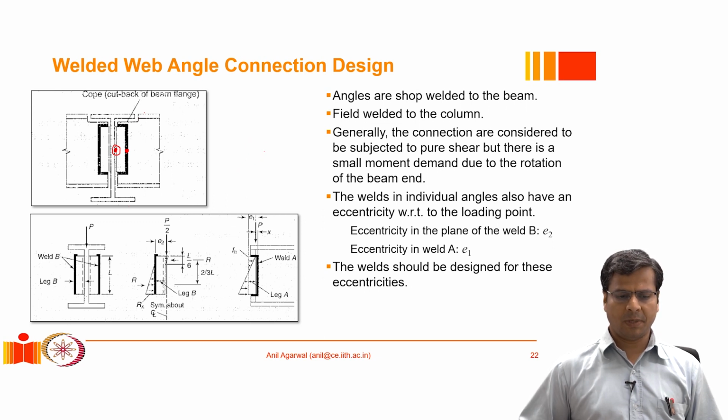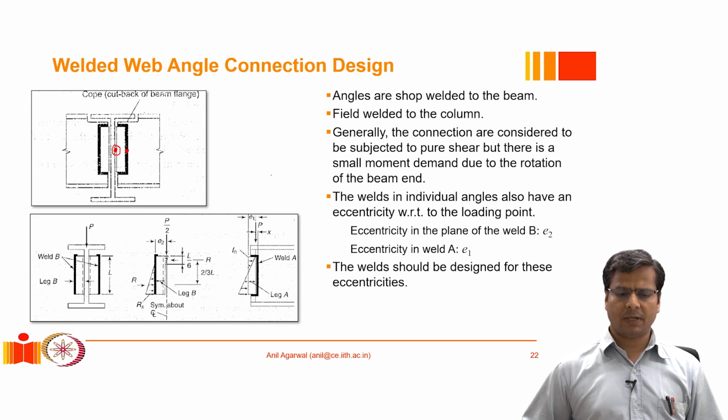Likewise, there is another plane. If I look from the top, this is the web of the beam and this is that angle. So we were just looking at the eccentricity, which we will call E1, but there is also another eccentricity, which is E2. If it is not an equal legged angle, then E1 and E2 need not be the same. And in such a situation, both E1 and E2 need to be accounted for, and those respective moments have to be accounted for, and the moment demands because of these eccentricities need to be calculated.